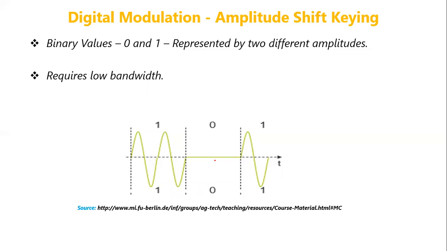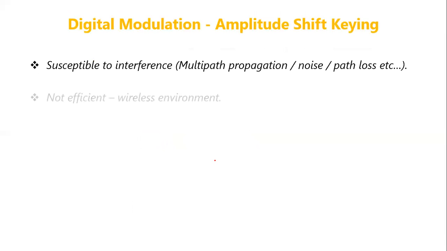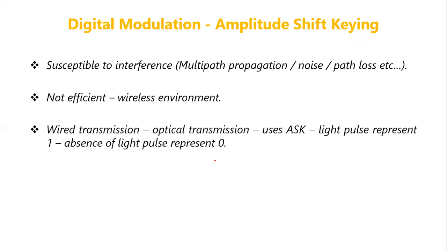It requires very low bandwidth, but it has some disadvantages. It is more susceptible to interference, that is, it gets easily affected by noise, path loss, or multipath propagation. So basically, this is not an efficient kind of modulation for a wireless environment. It can be used in wired networks. Normally it is used in optical fiber communication. With optical fiber communication, if there is light, it represents a 1. If there is no light, it represents a 0.